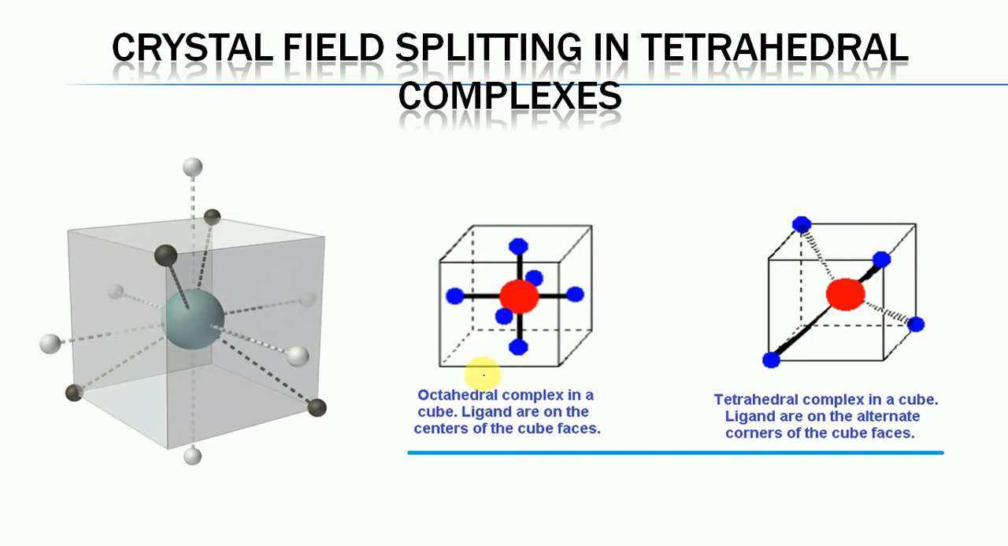So these 2 pictures again make this very clear. In case of the octahedral field, the central metal ion is lying in the center, and the 6 ligands are lying toward the faces of the cube, while in case of the tetrahedral field, the central metal ion is lying in the center of the cube, and the 4 ligands are lying on 4 corners of the cube.